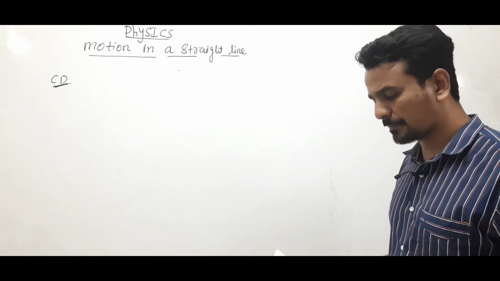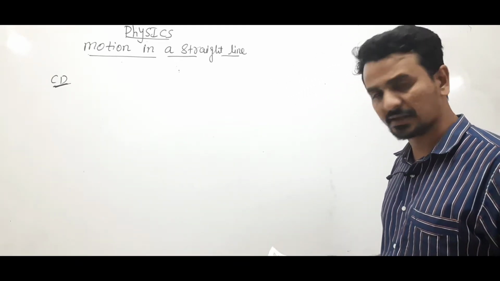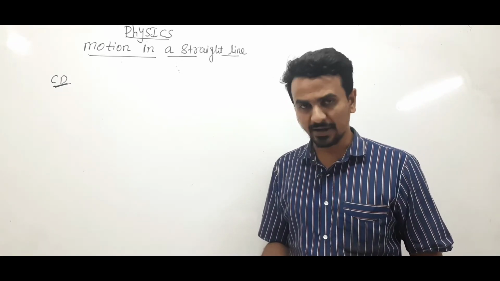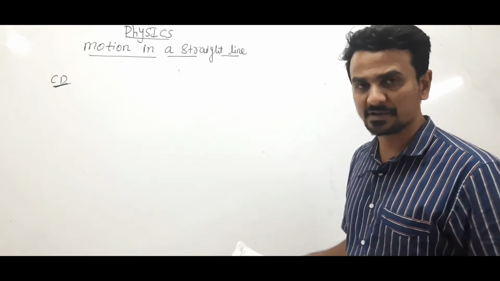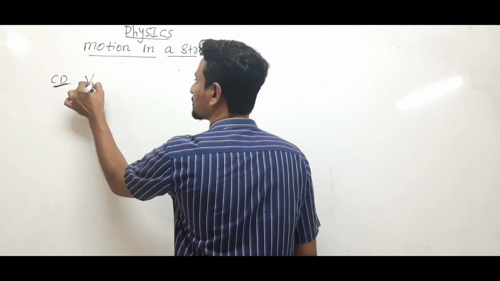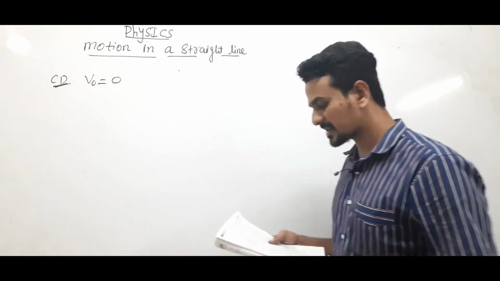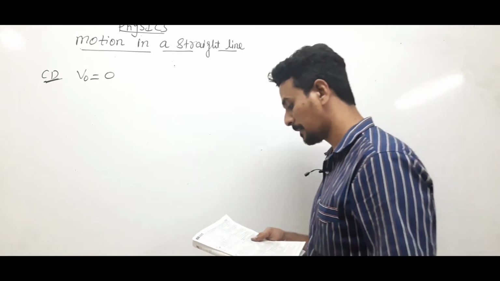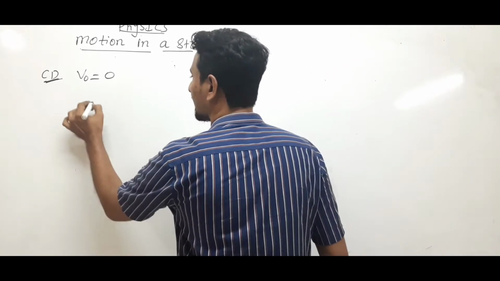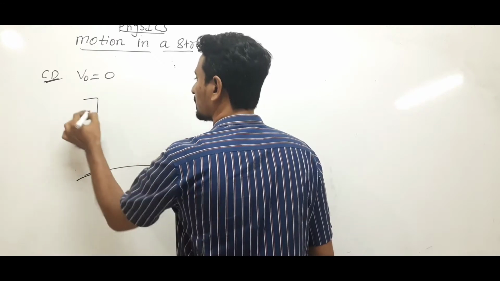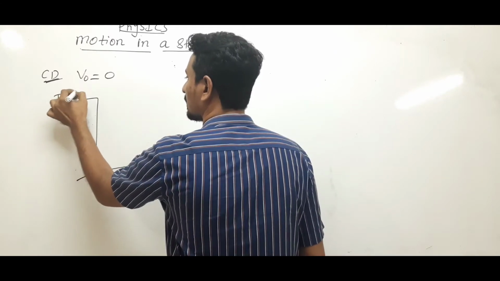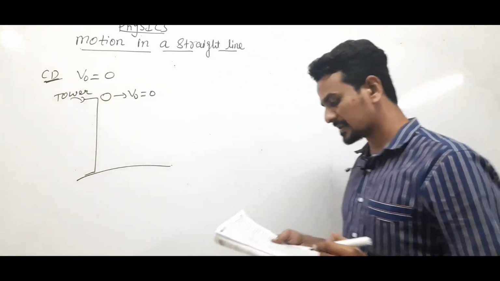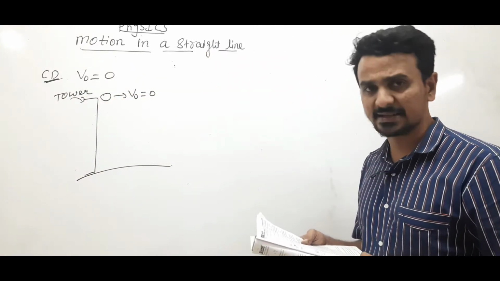A body dropped from the top of a tower covers a distance 7x in the last second of its journey. The body is dropped from the top of a tower, so initial velocity is 0. It covers a distance of 7x in the last second of its journey. That means, this is the tower, body, initial velocity is 0.